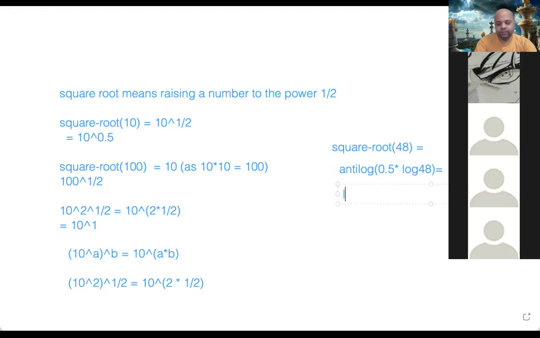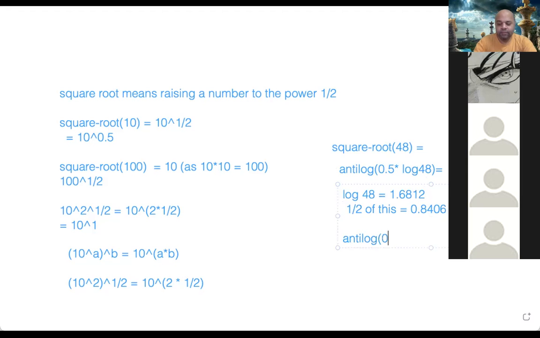The log of 48 is equal to 1.6812. We divide it by 2. Multiplying by 0.5 means dividing by 2, because we want the square root, right? The square root is equal to dividing the log by 2. So 1.6812 divided by 2 is 0.8406, correct? Just divide 1.6812 by 2, you get 0.8406. Now you find the antilog of this.